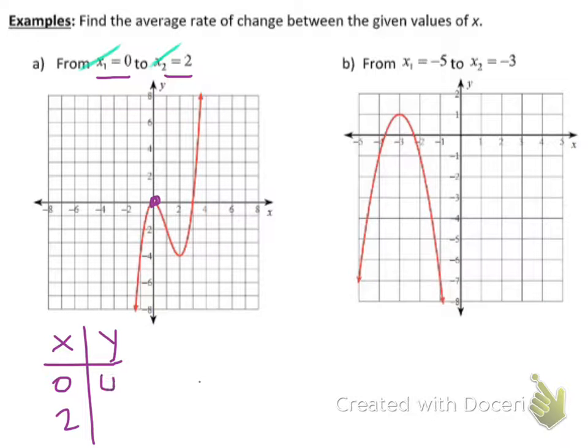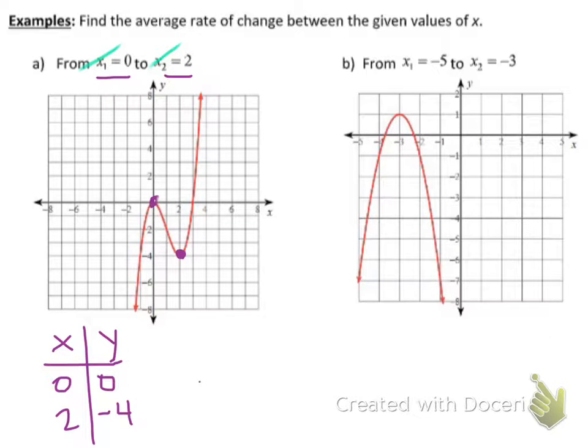So the matching y value is 0. And then I go over to 2, and I go down to the function. So this is where the function is happening. So when x is 2, y is -4. And now I'm going to ask myself, what is my change in y over change in x?